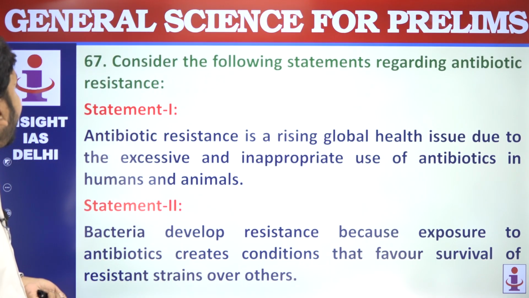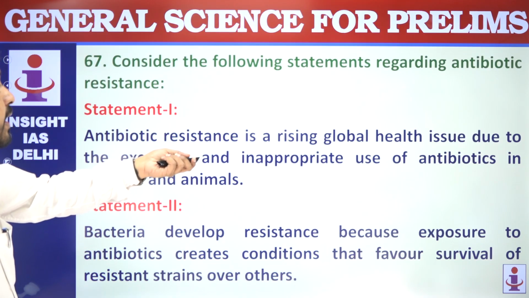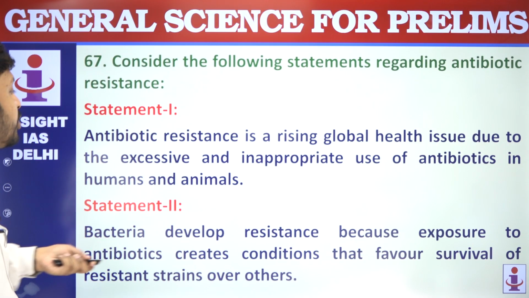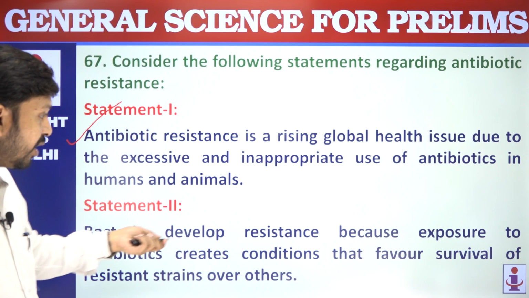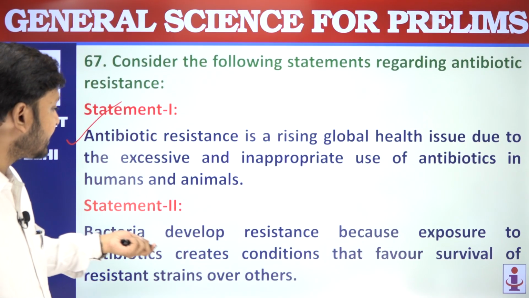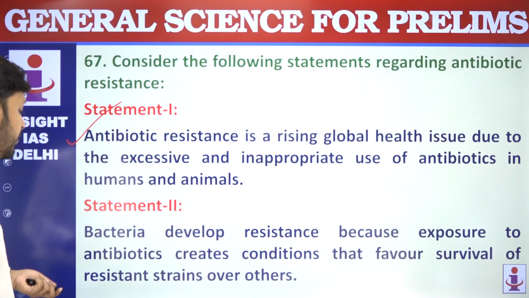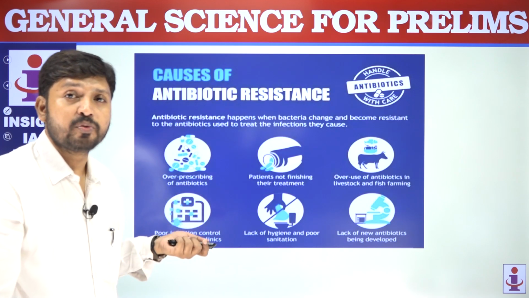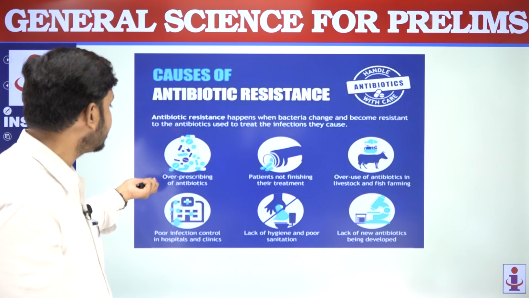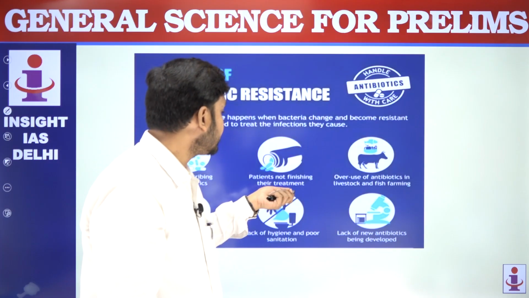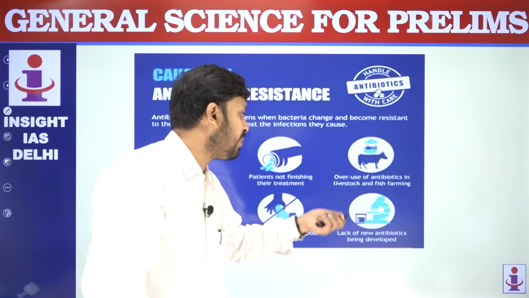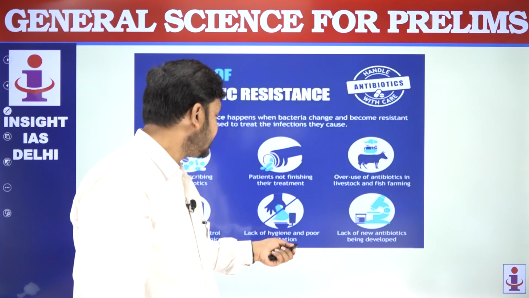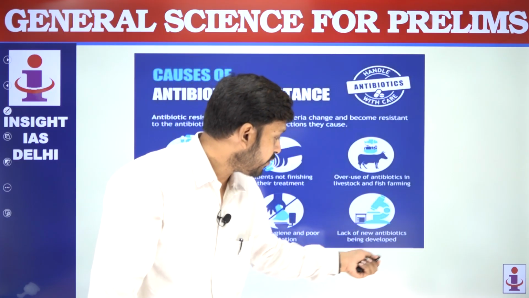Consider the following statements regarding antibiotic resistance. Antibiotic resistance is a rising global health issue due to the excessive and inappropriate use of antibiotics in humans and animals. This is true. Bacteria develop resistance because exposure to antibiotics creates conditions that favor survival of resistant strains over others. Both are correct and both explain each other, and these are some of the causes of antibiotic resistance given by WHO: overprescription of antibiotics, patients not finishing their treatment, overuse of antibiotics in livestock and fishing, poor infection control in hospitals and clinics, lack of hygiene and poor sanitation, and lack of new antibiotics being developed.